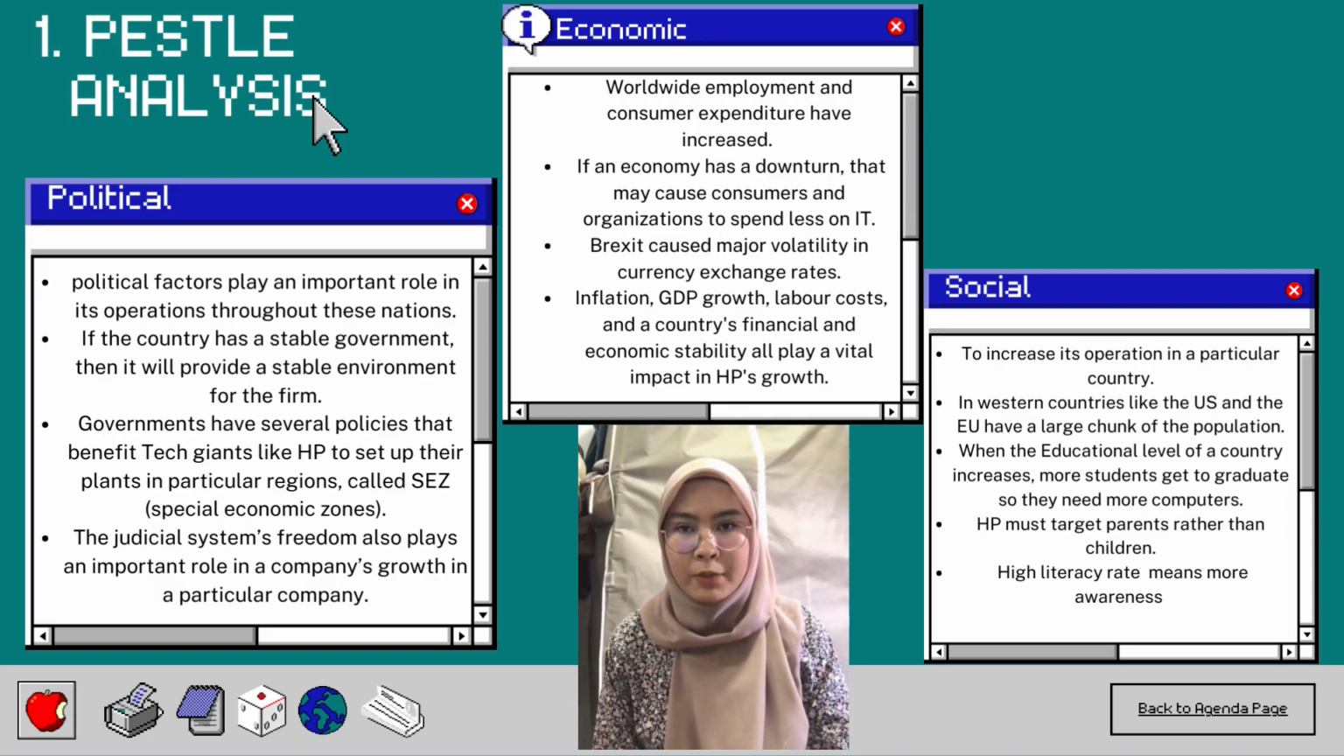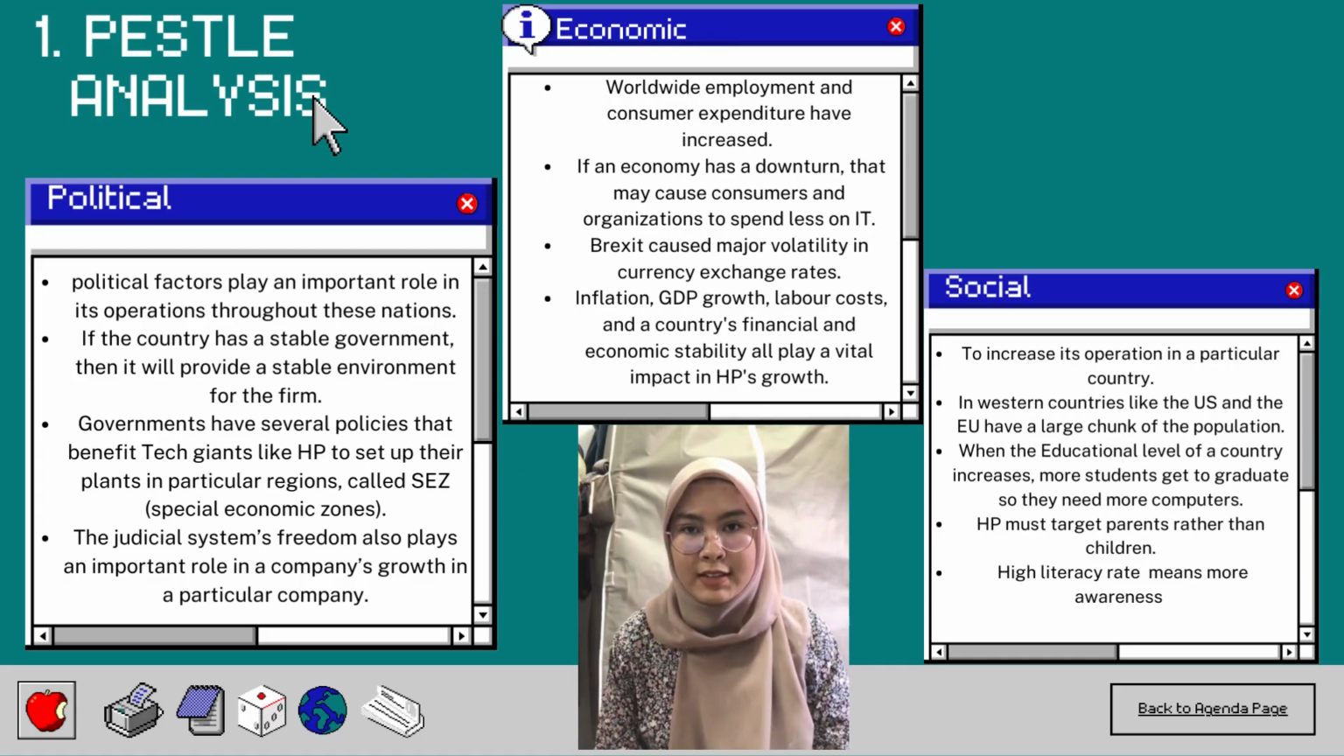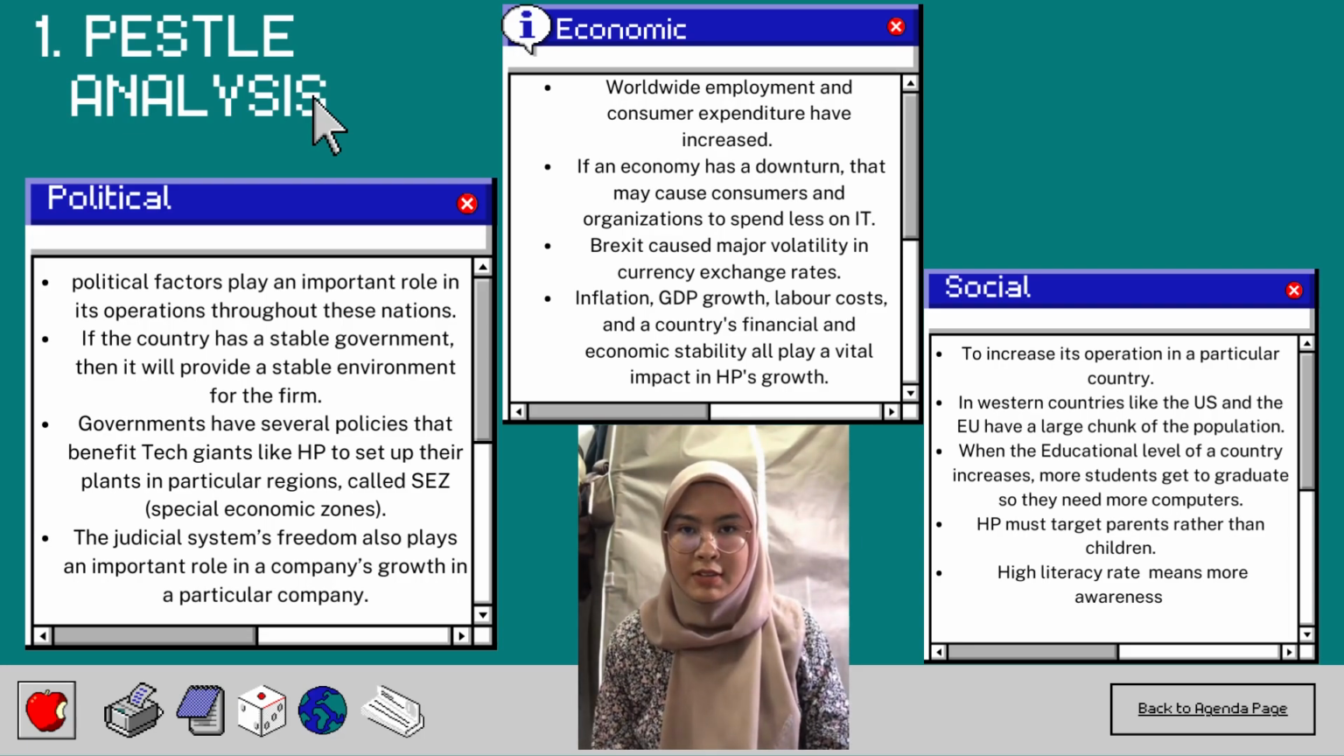Governments have several policies that benefit tech giants like HP to set up their plants in particular regions, called a special economic zone for tech giants only, to attract their investment in the country. The judicial system's freedom also plays an important role in a company's growth in a particular country. HP has had several lawsuits before with many other firms.